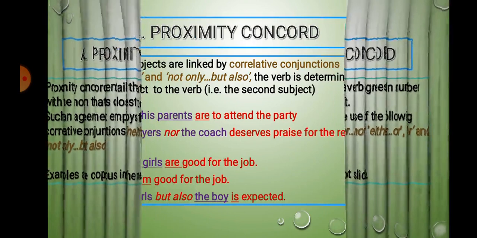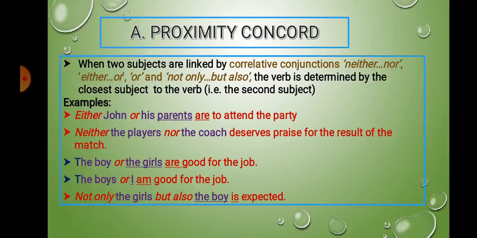Proximity concord. When two subjects are linked by correlative conjunctions neither nor, either or, and not only but also, the verb is determined by the closest subject to that verb, that is, the second subject in such a sentence. Let's check these examples. Either John or his parents are to attend a party. The second subject here is his parents, and it is plural. Therefore, it attracts the plural verb are.